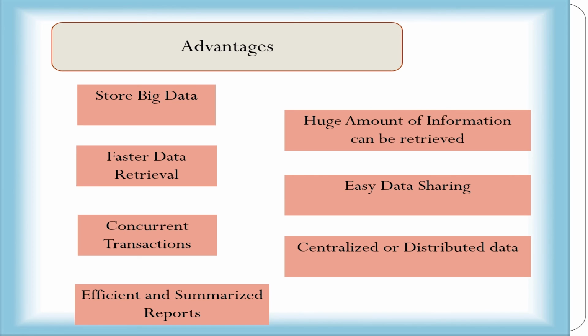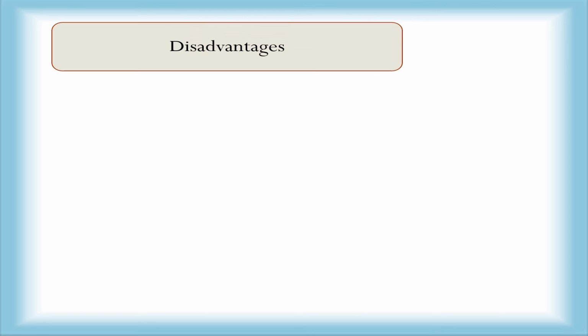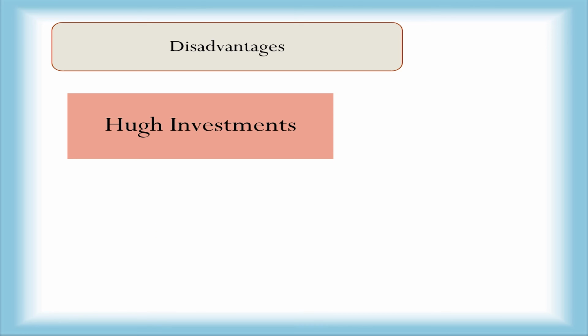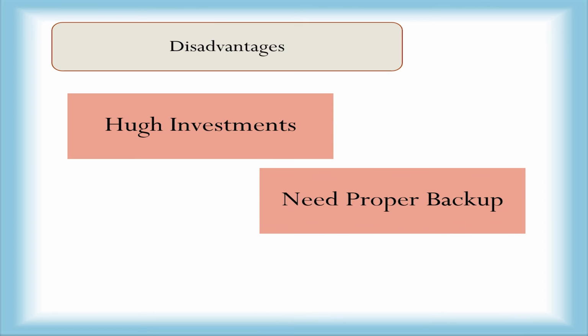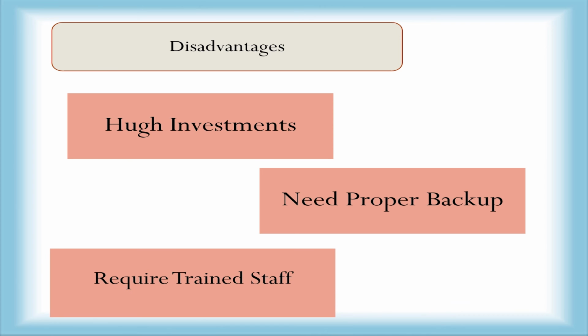Information systems have certain disadvantages. Some of them include: number one, they require a huge investment for setup at the time of implementation of the information system. Number two, proper backup systems are needed. Number three, trained system analysts, programmers, and helping staff are required.